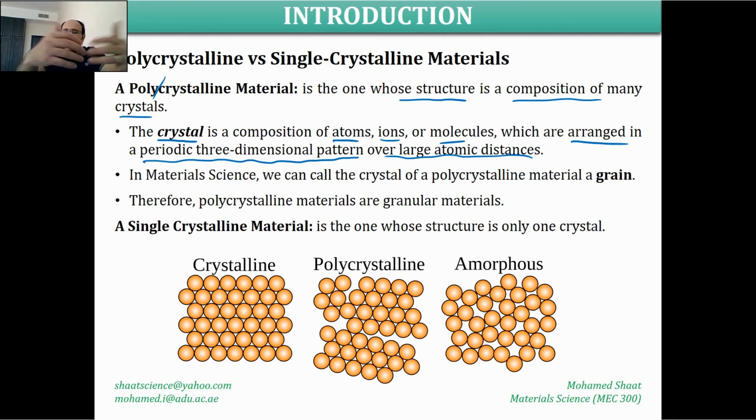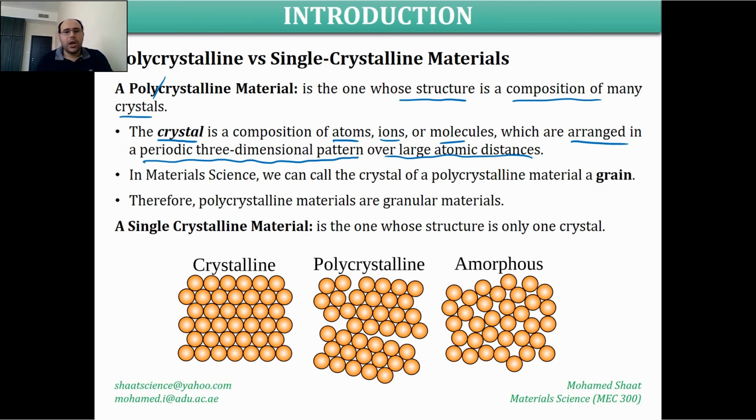If you combine all of these crystals together, you're going to form a polycrystalline material of the same type, for example. So the polycrystalline material is a material that is made of multiple crystals. And what does a crystal mean? This is the periodic three-dimensional pattern of arrangement of atoms inside the material structure over large atomic distances.